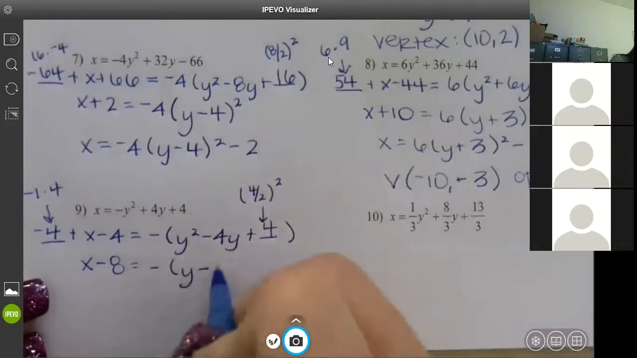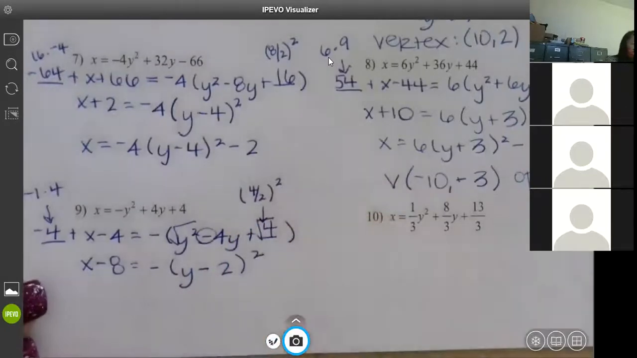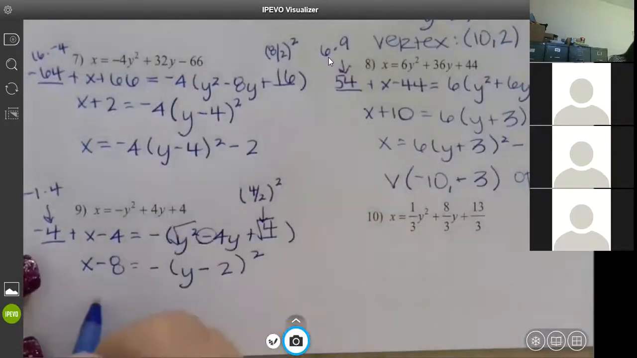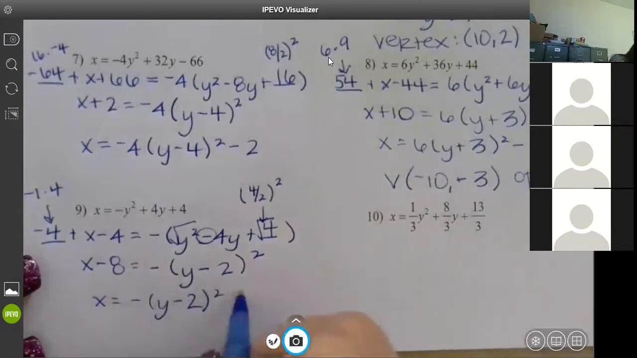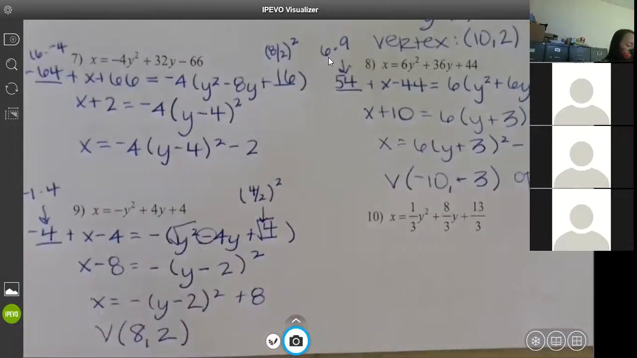Rewrite y minus 2 squared. Last step, add your 8. What's your vertex? 8, 2. So that means I went right 8 up 2.